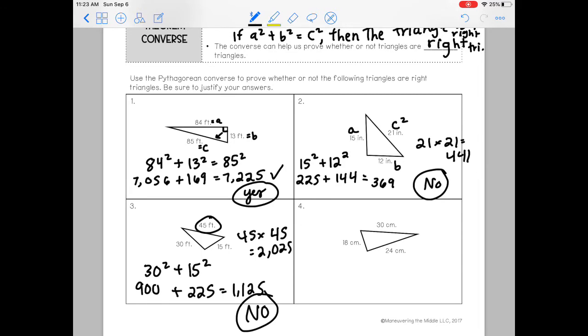And then for number 4, you would have got yes. 18 squared plus 24 squared equals 30 squared.